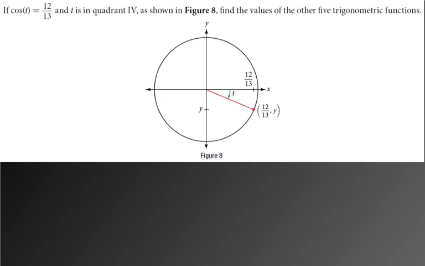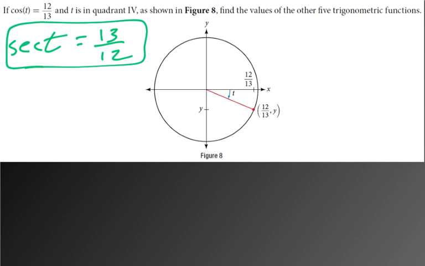Just a similar problem, but now it's not necessarily a unit circle, okay? So there's no labels on this circle. It's just a circle. And it says if cosine of t equals 12/13, so notice it's the x value, and t is in quadrant 4, as shown here. Find the values of the other 5 trig functions. So one that I'm thinking we should get first is secant. Secant is just the reciprocal of cosine, so it's 13/12, right? We don't need to do any more work for that one.